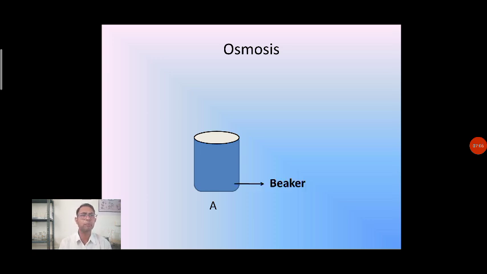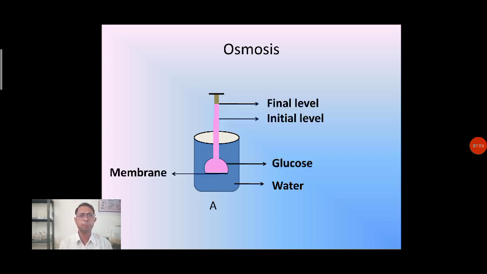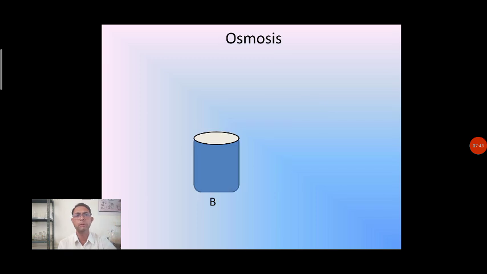Now here the experiment was done. We need to take water in a beaker. Now here the osmoscope has glucose added, and the membrane is attached to the inverted funnel, and the initial and final levels were considered. So here the initial level was low, and at the end the final level had increased.